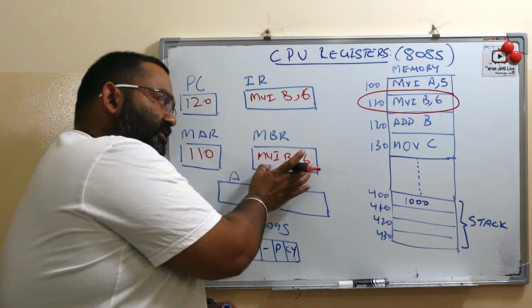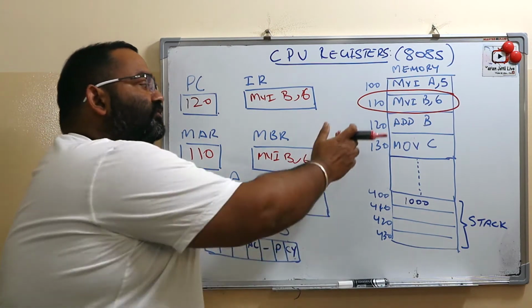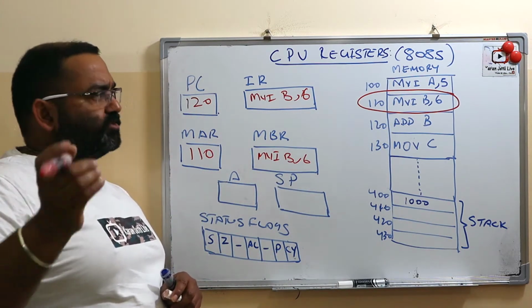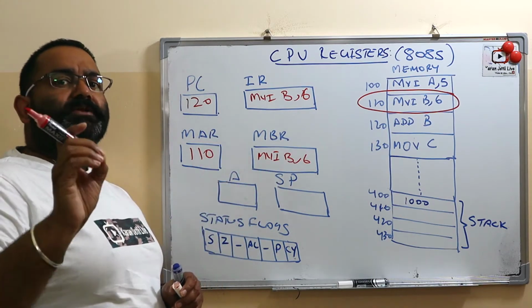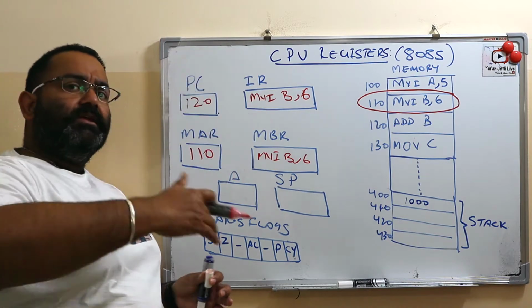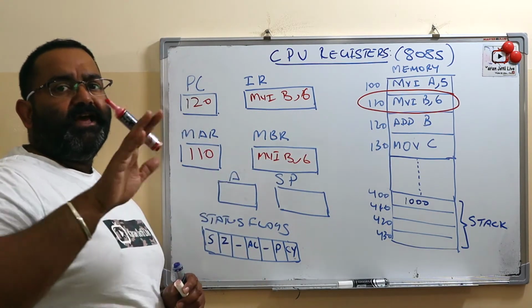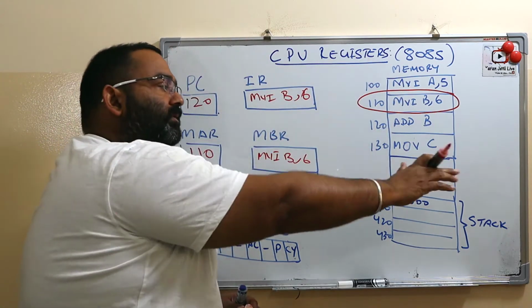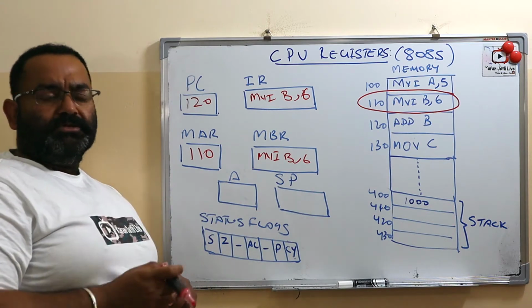So right now it is holding the last data, the most recent data or instruction which we brought to the CPU. So MBR is a temporary storage of data. Anything which comes from the memory to the CPU is first stored in MBR. Anything which goes from the CPU register to the memory is stored in the memory buffer register.